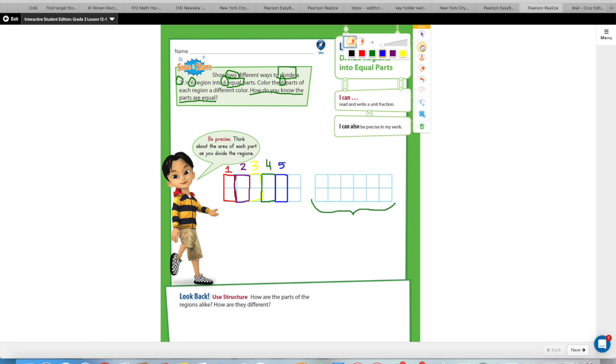If this were a cake and we cut it into 12 pieces and there were 6 of us that wanted to share the cake, each of us would get 2 pieces.